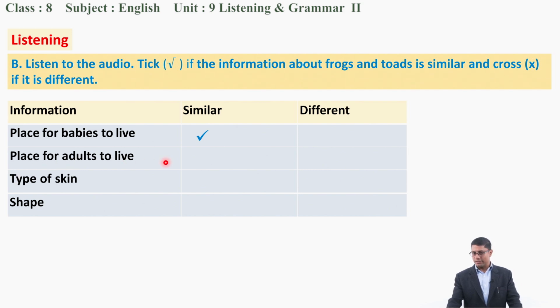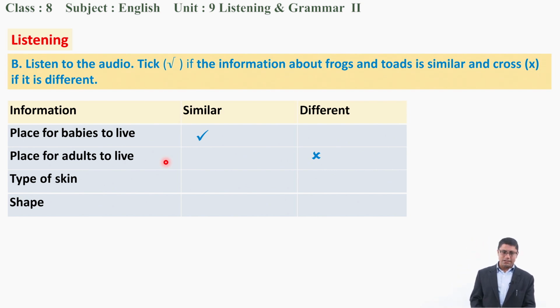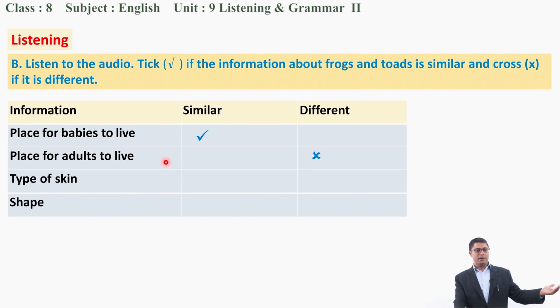Now let's look at the next information. Place for adults to live. Do they live in a similar place or a different place? What have you written? Oh, different? Let's check. When they become adults, frogs continue to live in the water, while adult toads usually live on the land. Is it different? Yes, exactly. They live in a different place. So, you see, the adult frogs continue to live in water, and the toads live on land. That's why it's different.